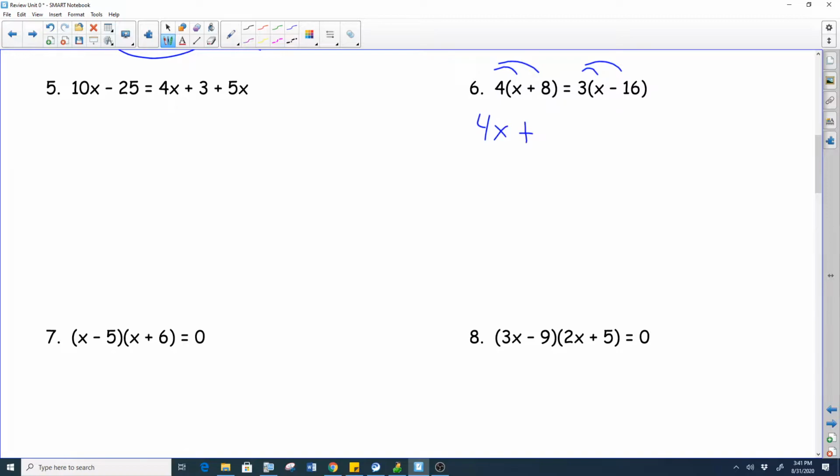4 times x is 4x. 4 times 8 is 32. And then 3 times x is 3x. And then 3 times 16 is 48? Yeah, I think it is negative 48 there. Beautiful. 32, 48. Then we want to get all the x's on one side and all the numbers to the other side.